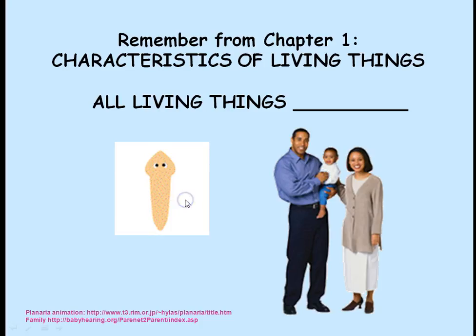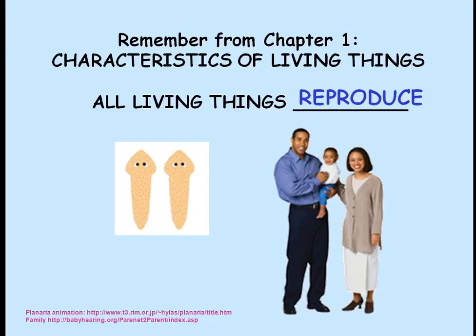So remember from chapter 1 when we discussed the characteristics of living things, and we said that one of the characteristics is that all cells reproduce. We briefly mentioned the two types of reproduction, asexual and sexual reproduction, where asexual reproduction uses the DNA from only one parent to make an offspring.